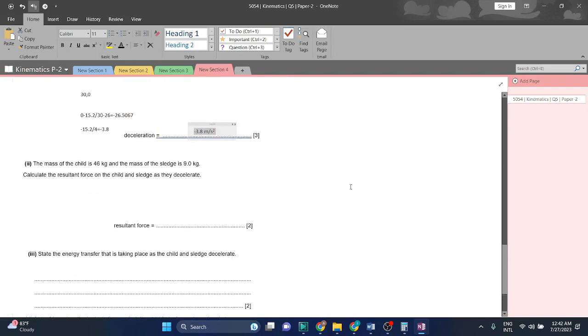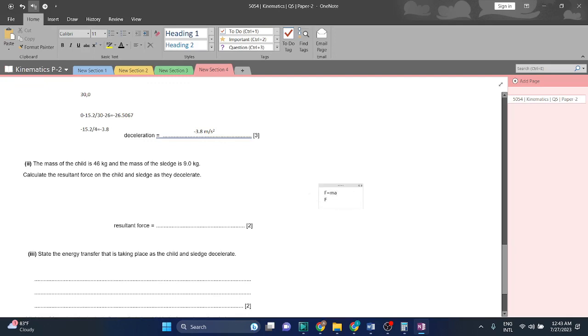Part 2. The mass of the child is 46 kilograms and the mass of the sledge is 9 kilograms. Calculate the resultant force on the child and the sledge as they decelerate. How will we find this? We will find it using F equals ma.